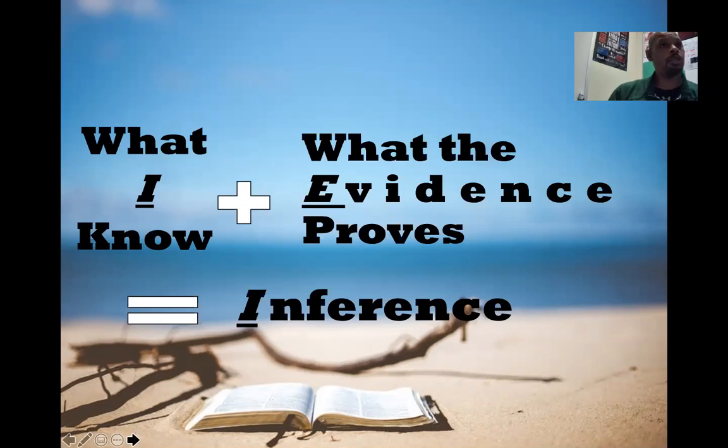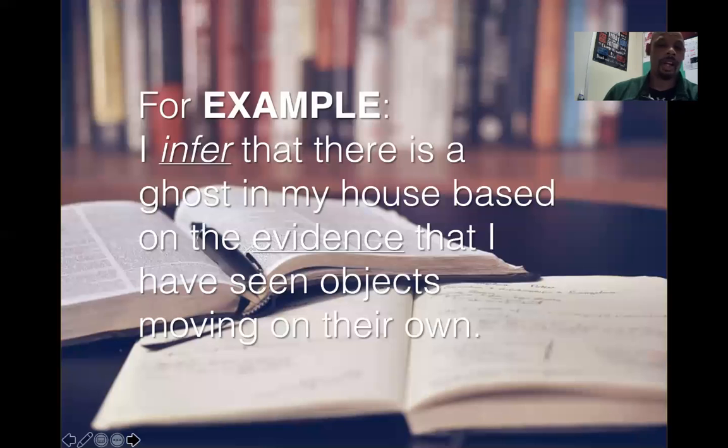So when you add those two things together, you take what you know and add it to what you are told in the text, then you are able to make an inference about what the author is saying but not saying. You're able to read between the lines a little bit better. Everybody get that? Any questions? All right, so let's take a look at this example.